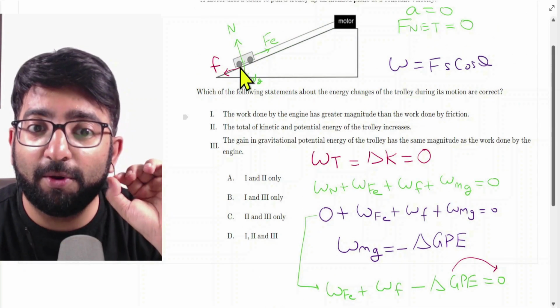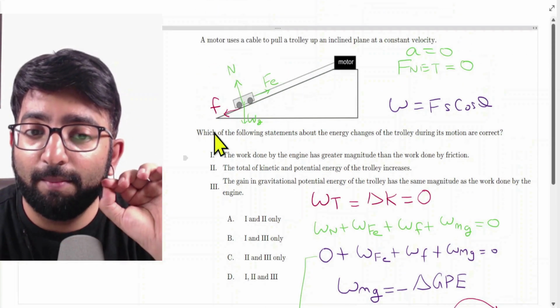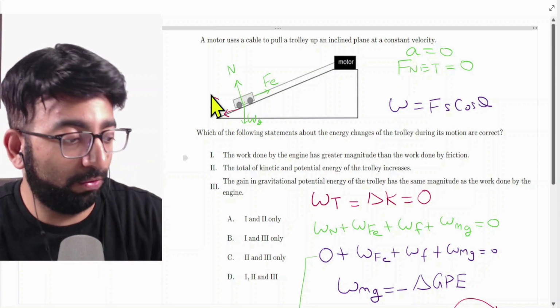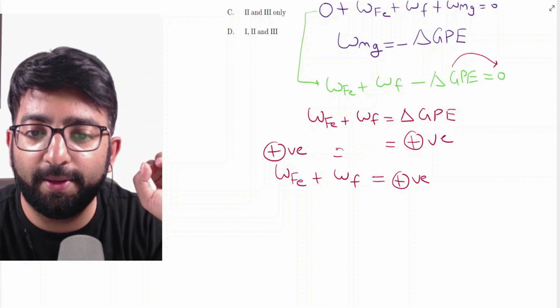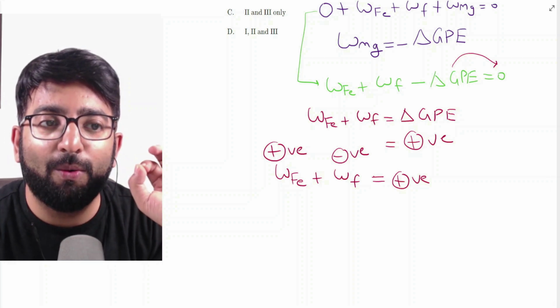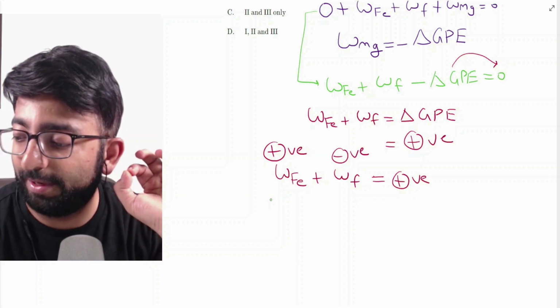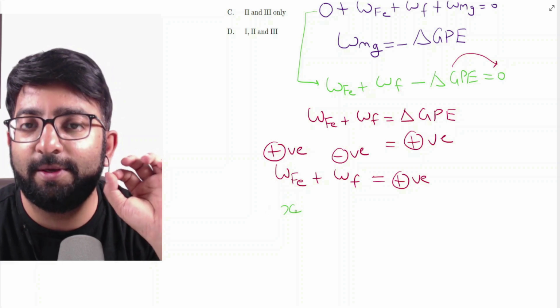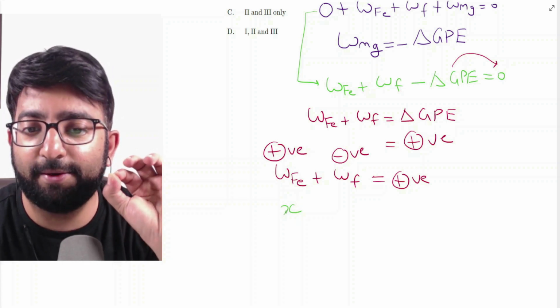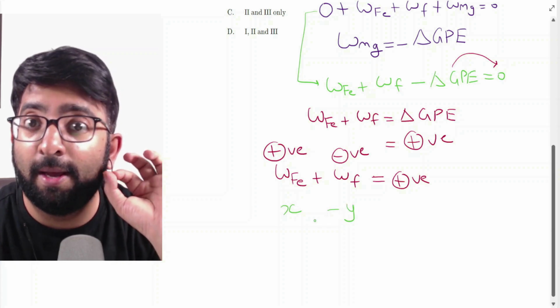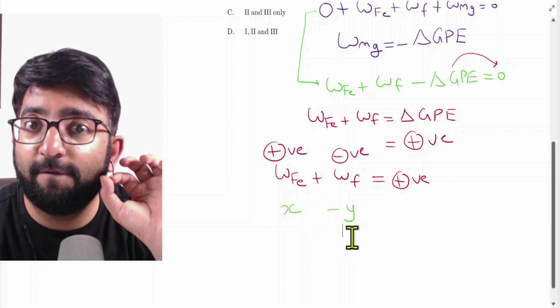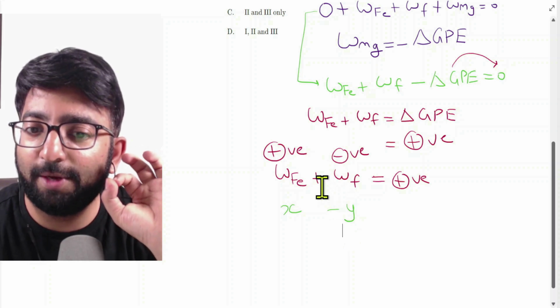And why is it negative? Because the trolley is going up the incline, but frictional force is acting down the inclined plane. So let's write down work done by friction will be negative. So let us say work done by the engine force, let's consider that as plus x, since it is positive and x is the magnitude. Work done by friction, on the other hand, we will consider as negative y. Minus is the sign and y is the magnitude of the work done by friction.